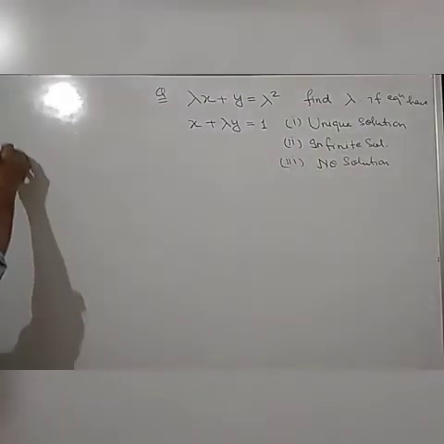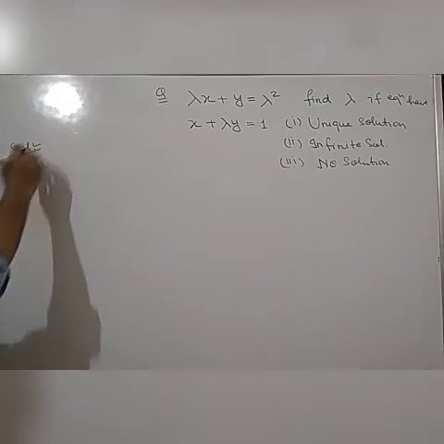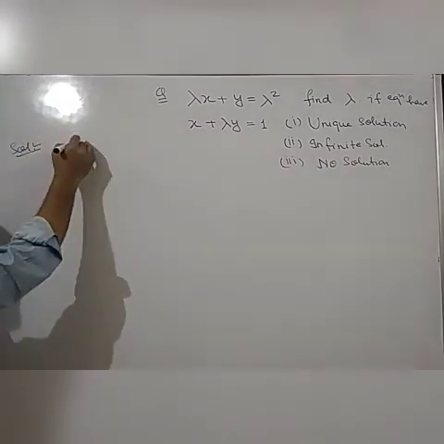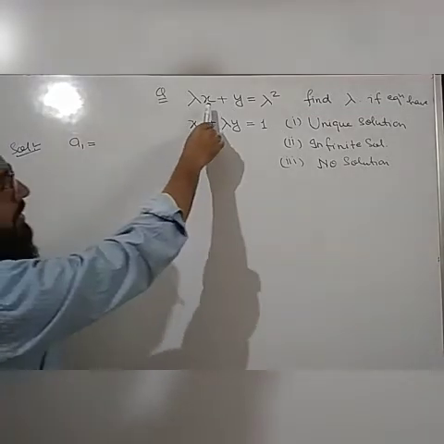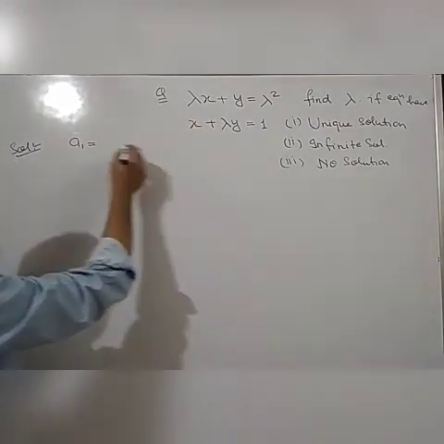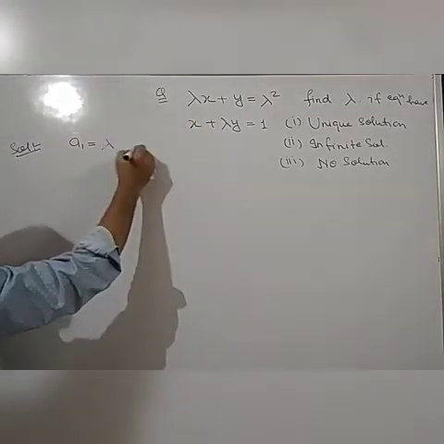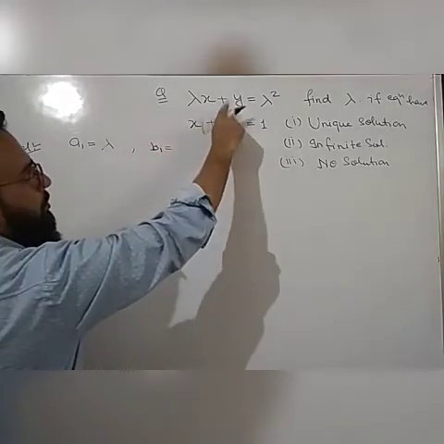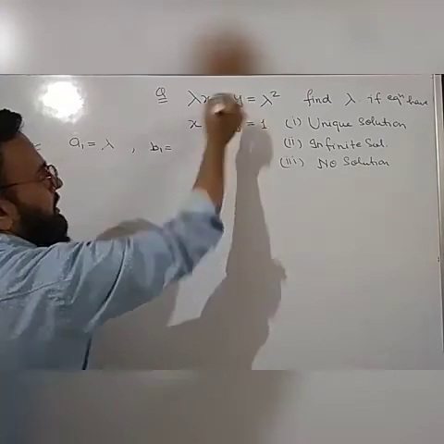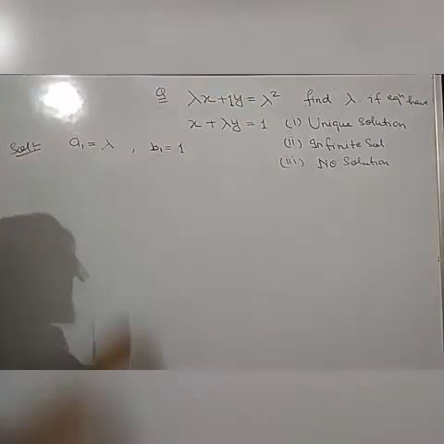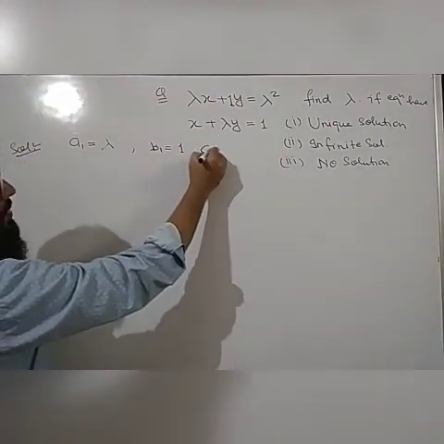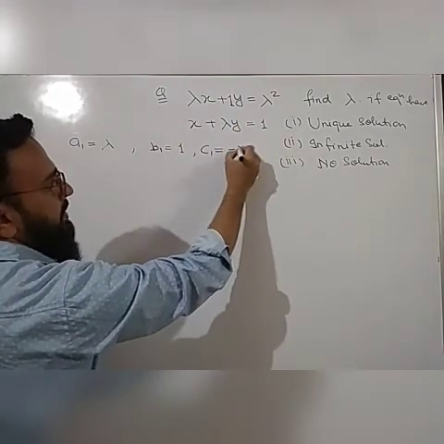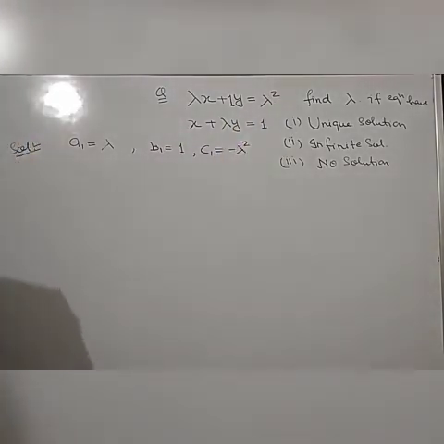So let us start. We will solve the question in the same way. First we will find the value of a1. So what is the value of a1? a1 is the coefficient of x, that will be lambda. What will be the value of b1? b1 is the coefficient of y, and here the coefficient of y is 1, so we can take b1 equal to 1. And what will be the value of c1? Taking lambda square to the left hand side, it will be minus lambda square.